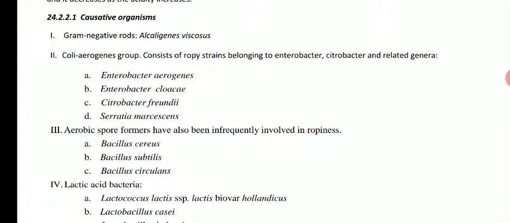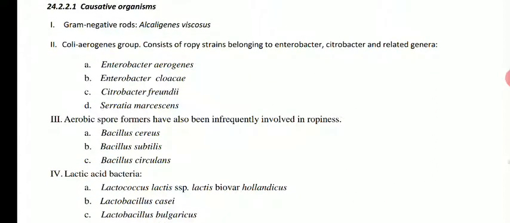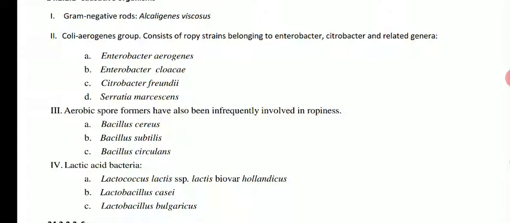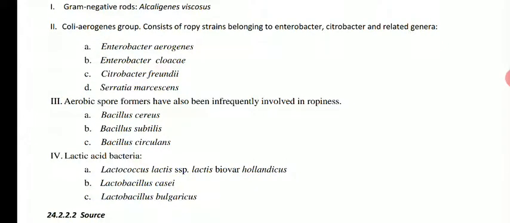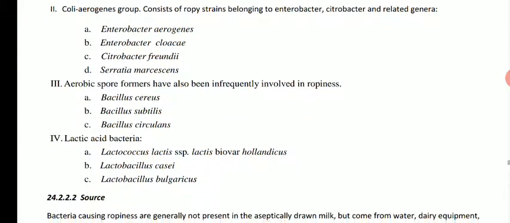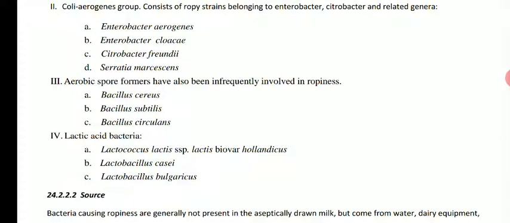So these include gram-negative rods, in that particularly Alcaligenes viscolactis. Then the coli aerogenes group, which consists of ropy strains belonging to the Enterobacteriaceae family. Then Citrobacter and related genera, which include Enterobacter aerogenes, Enterobacter cloacae, Citrobacter freundii, then Serratia marcescens. Then aerobic spore formers have also been infrequently involved in ropiness.